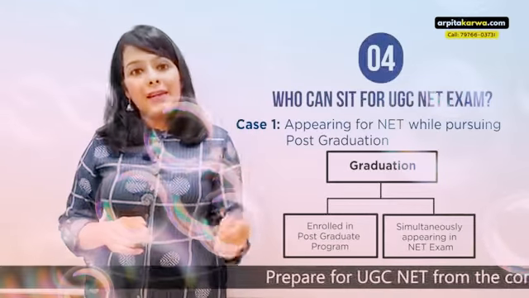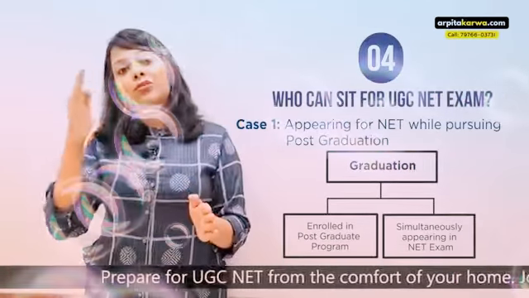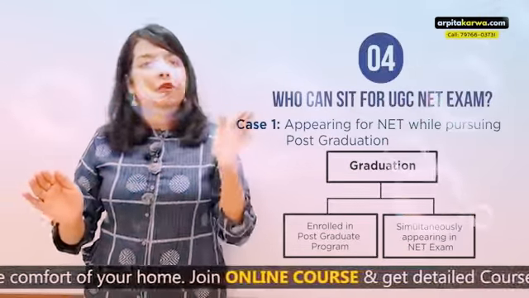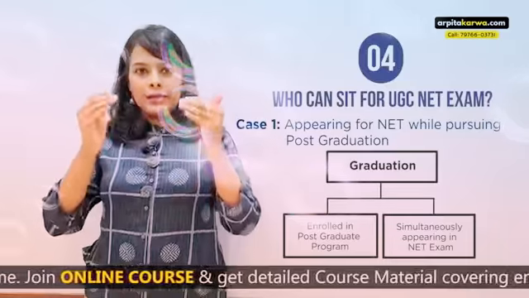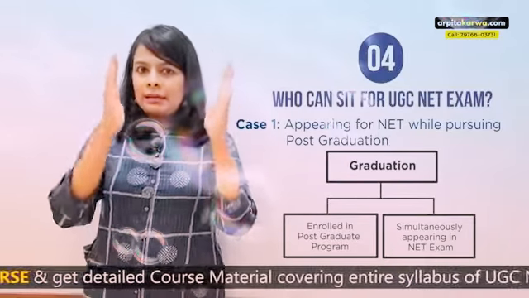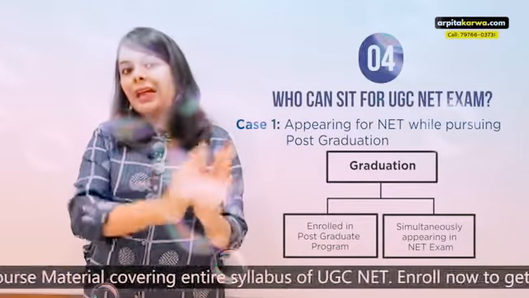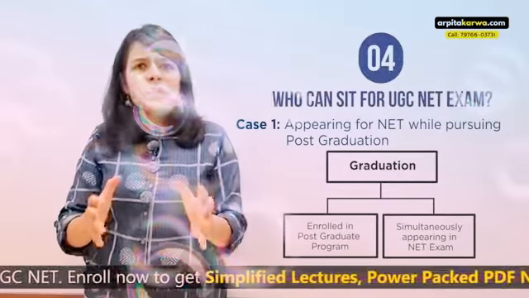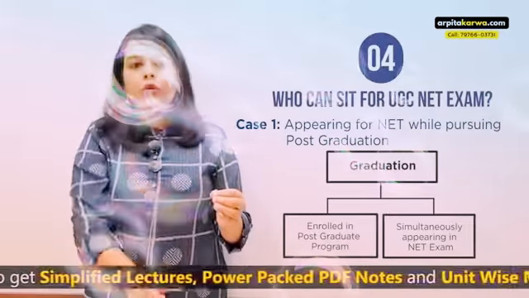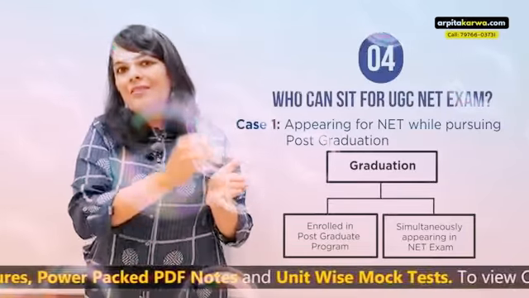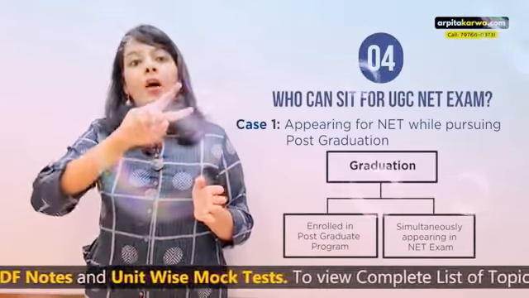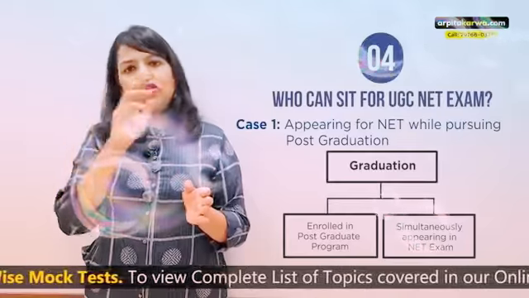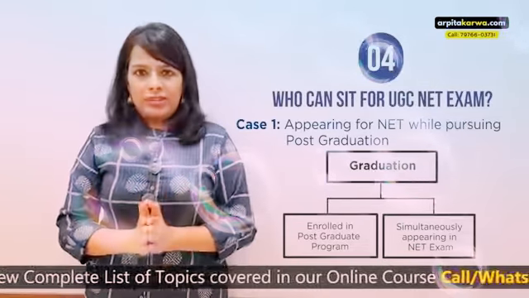If I want to write NET exam in history, then I need to do MA in history. I cannot do MA in history and write NET exam for English. So make sure that you understand the fact that the subject of your masters and the subject of your UGC NET exam should be the same. If you don't find your master's subject listed out of those 81 subjects, then the most similar subject should be opted in case of UGC NET.